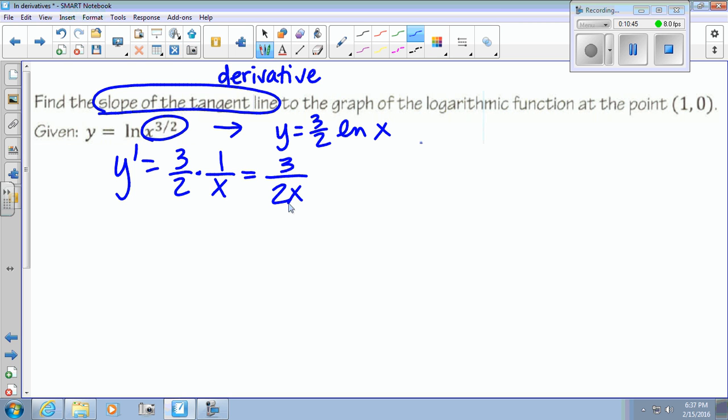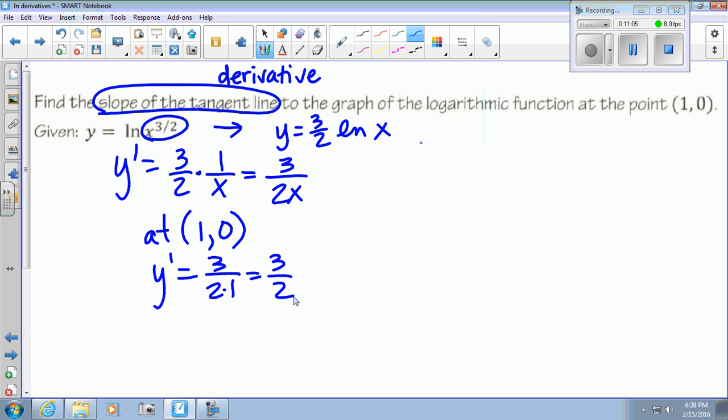And they've asked us to find the slope of the tangent line at the point 1, 0. So now we're going to take our point and plug into our derivative. So y prime would equal 3 over 2 times 1, or 3/2.